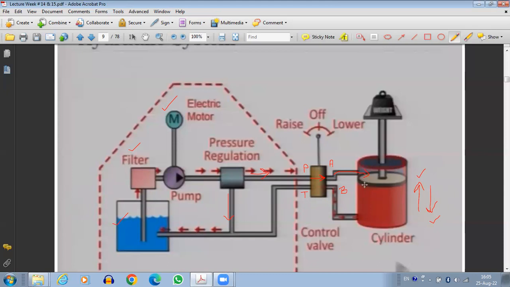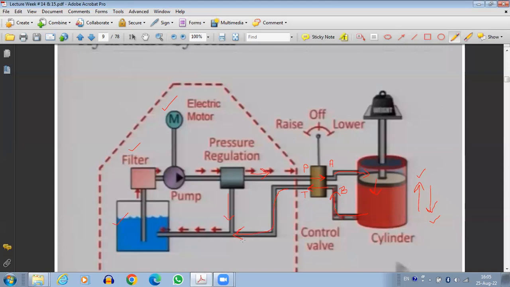And since this is a pressurized fluid, it's going to force the piston to move down. And basically the cylinder is going to be retracted. And as the cylinder is retracted, the fluid in the cylinder will be returning back from here, and so port B will be connected to the tank, to the port T. From there, it's going to return back into the tank.